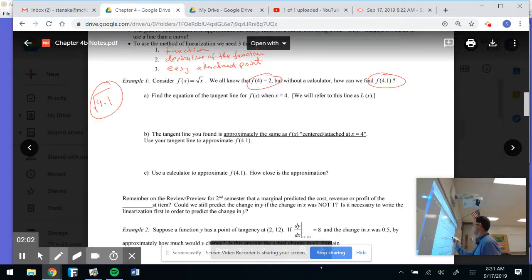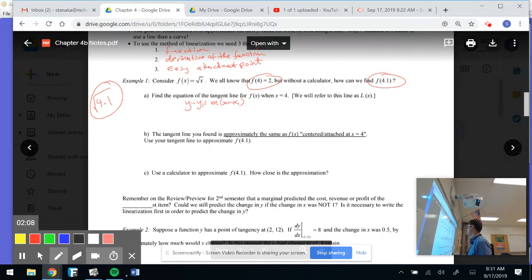Well, let's find the equation of a tangent line. We start the year with this. You guys all should be able to do this. We already know our x1 and our y1. And so all I have to do right now, because it says that x equals 4, that means our y1 is 2. So all I have to do now is find the slope.